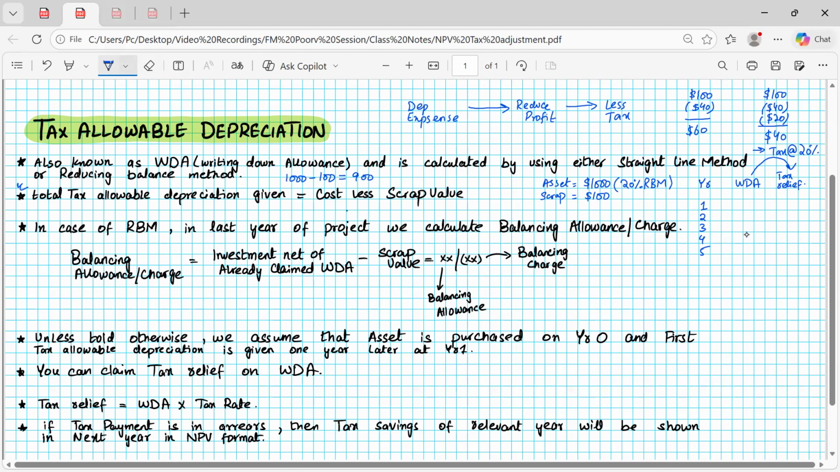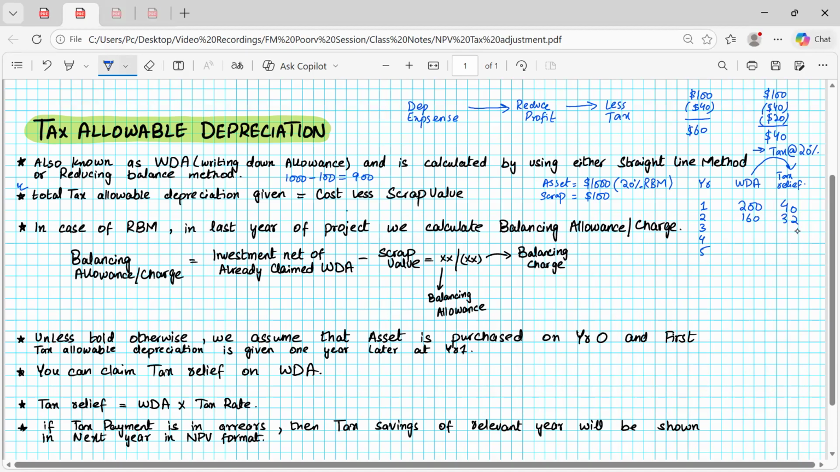So what will be the WDA for the first year? 200. And what will be the tax relief? 200 times 20% will be equal to 40. So that will be your tax relief. Now for the second year, what's going to be the written down allowance? 800 times 20%, 160, right? Yes. And what will be the tax relief? 160 times 20% will be equal to 32.